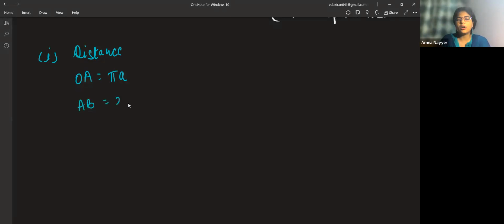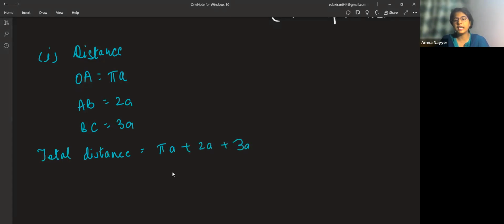AB is already given in the question as 2a, and BC is already given as 3a. So how do we calculate the total distance? That becomes pi a plus 2a plus 3a. So that becomes pi a plus 5a. So this becomes a pi plus 5 meters. This is the total distance. This is how you have to calculate.